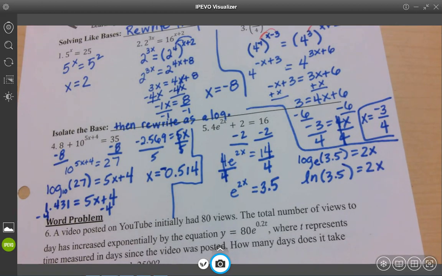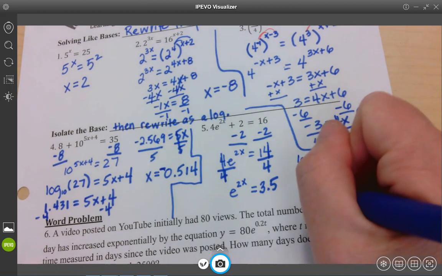I'm kind of curious if I type ln if it works. I think it's going to. No, I don't think it's happy. Oh, it does work? Awesome. Thank you. All right. So ln 3.5, I get 1.253. Does that look right? Okay.